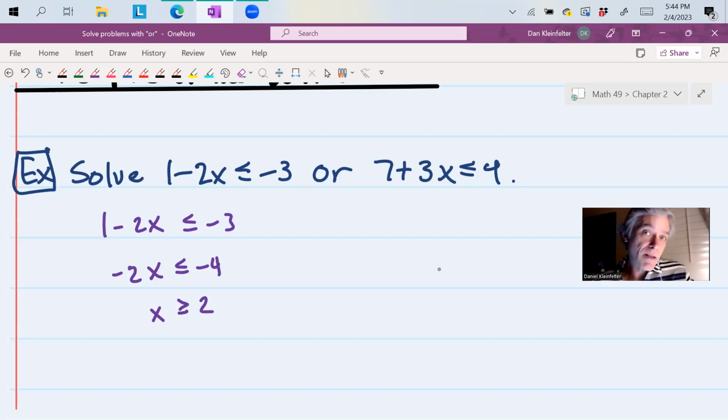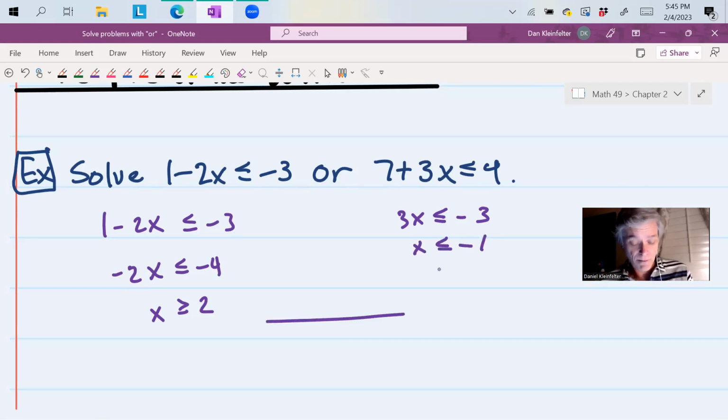So here, again, we are dividing by a negative, so we'll change the less than or equal to a greater than or equal. And then -4 divided by -2 will be +2. Taking a look at the next one, we have 7 plus 3x is less than or equal to 4. So we'll start by subtracting 7 from both sides. So we'll have 3x is less than or equal to -3. Dividing by the +3, we'll have x is less than or equal to -1.